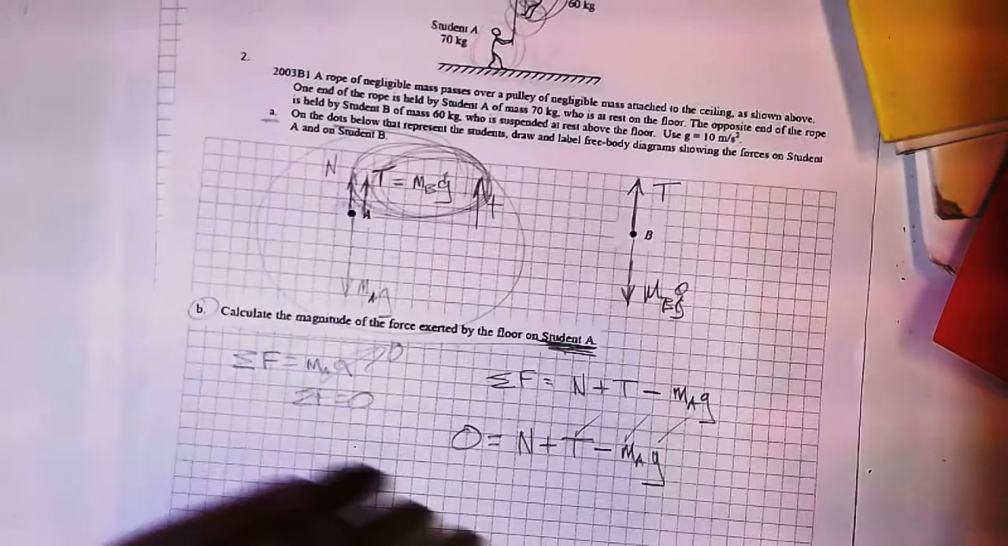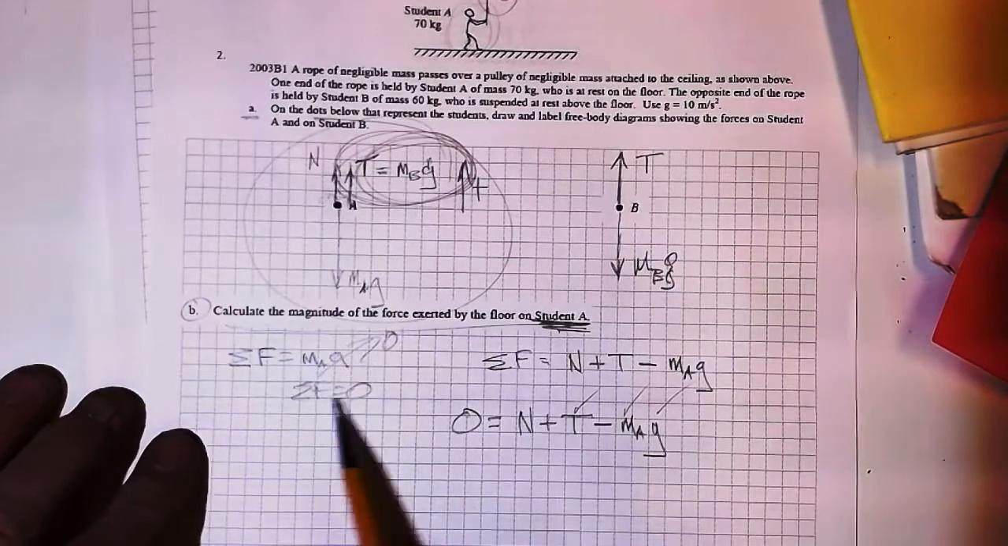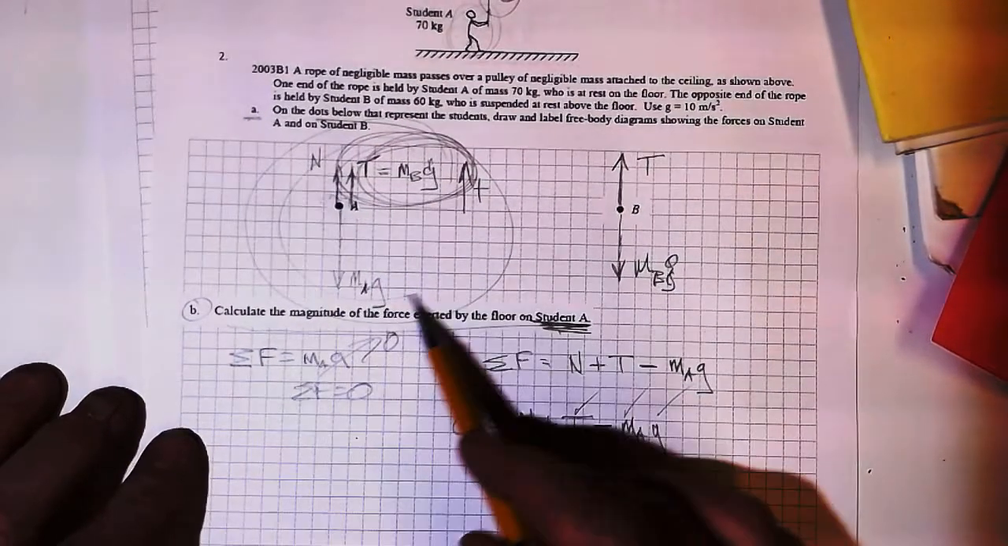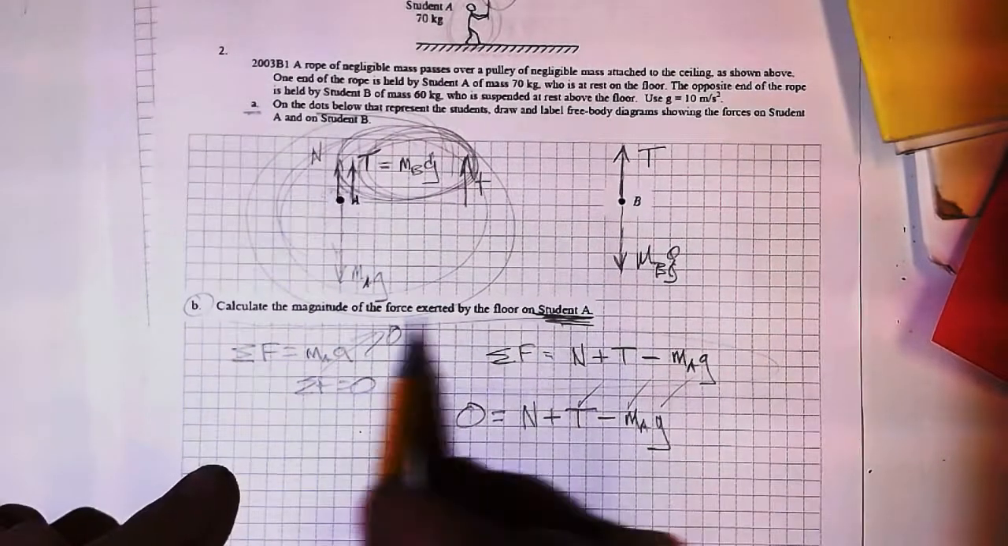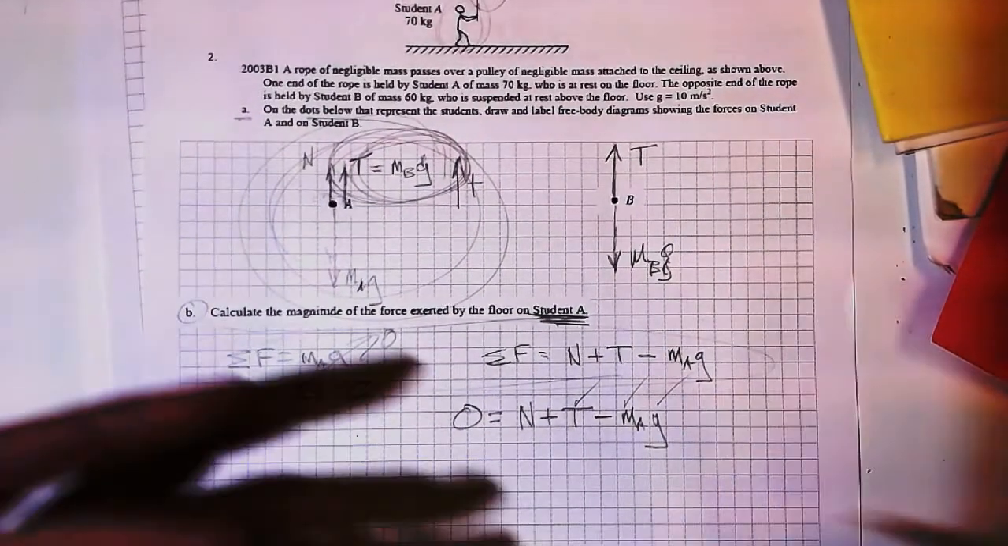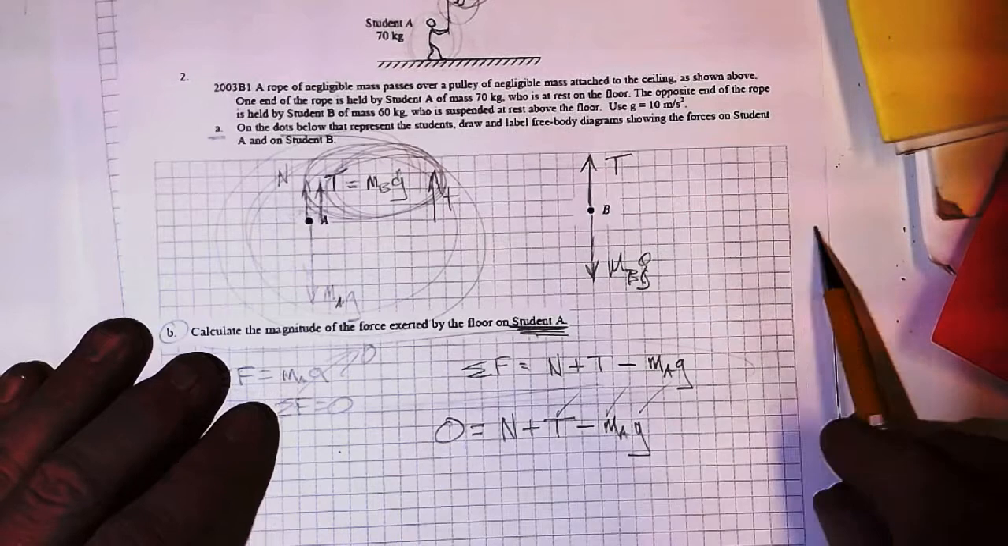But free body diagram, net force two different ways. The key is getting your diagram right. If you do, this should all fall apart. It should all just fall out in your lap. All right, that's it.